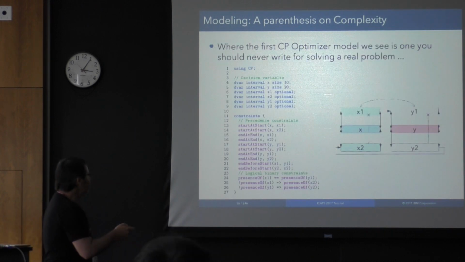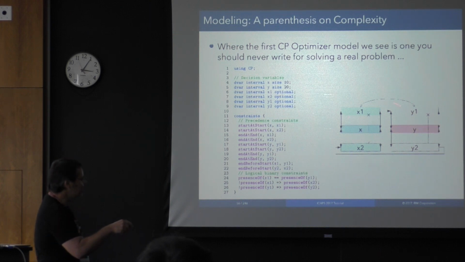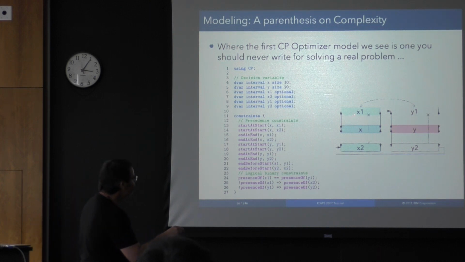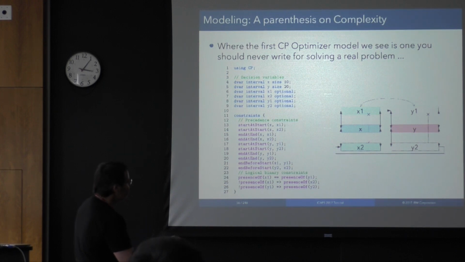I maybe won't have time to explain, but it's explained here by this figure. Basically you have two optional intervals for x. One represents the case that x is before y, and the other represents the possibility that y is before x. Then using this constraint, you say that you have an equivalence here because you are either in this situation or in this situation. In the first situation, you have a precedence constraint that says x1 is before y1, and in the other situation, you have the other precedence constraint, that y2 is before x2.